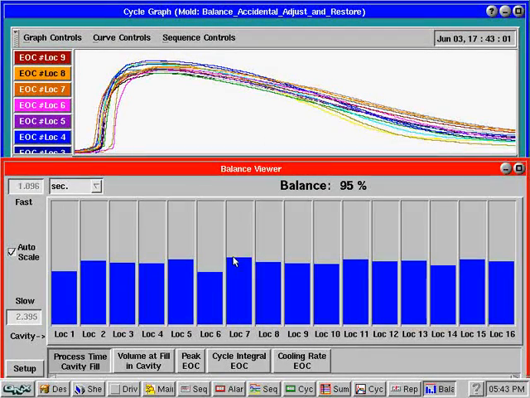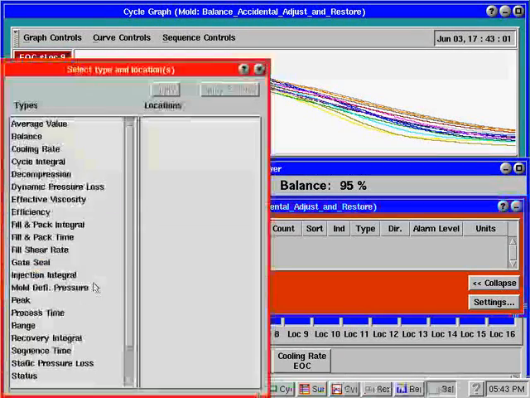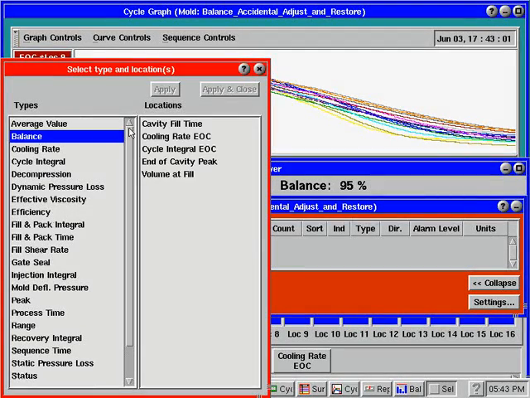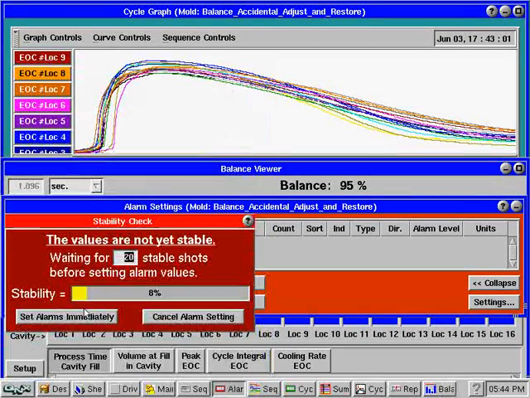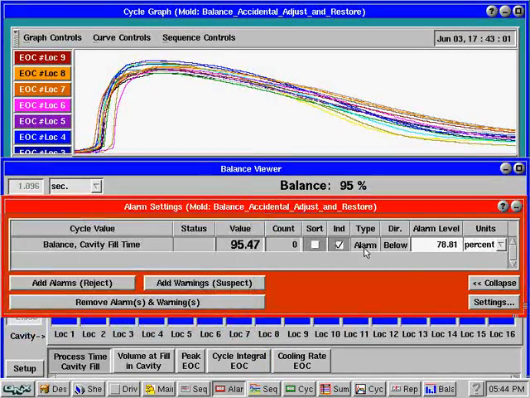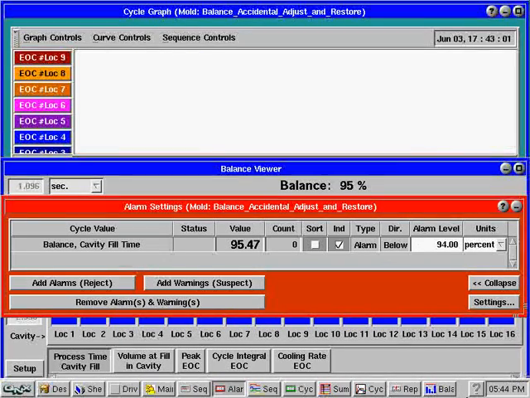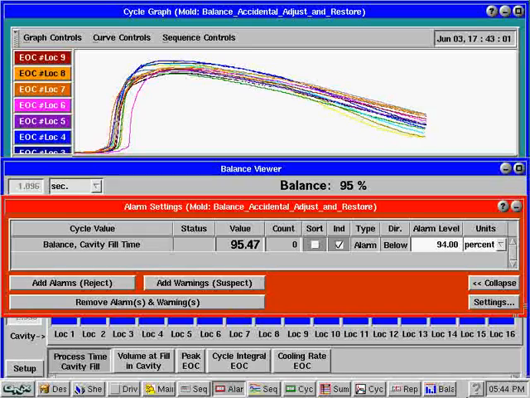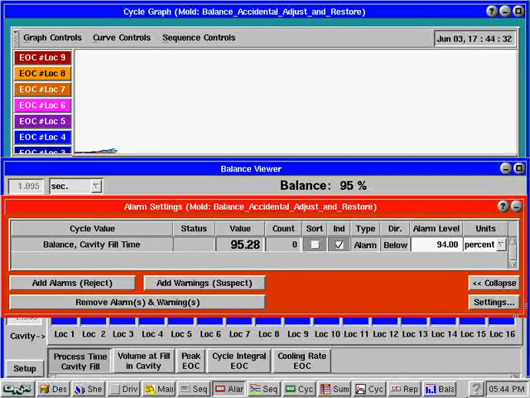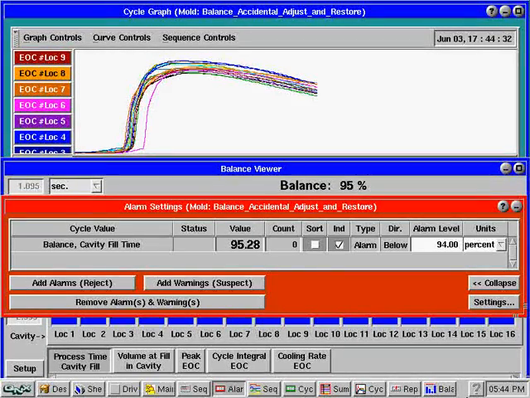Here we start with a fairly well-balanced fill. Since the balance numbers are just summary values like any other in the system, you can set an alarm on them. Here we'll set an alarm on the balance for cavity fill. Using this unstable replay data, I have to enter a value instead of waiting for it to stabilize. While trying to adjust the last pair of cavities into balance, someone, I confess it was me, adjusted the temperature too far and in the wrong direction.